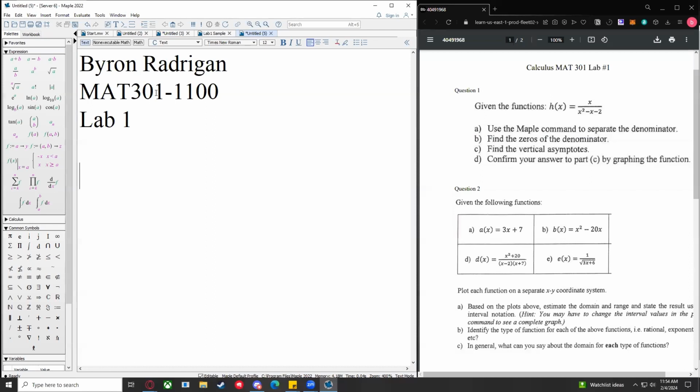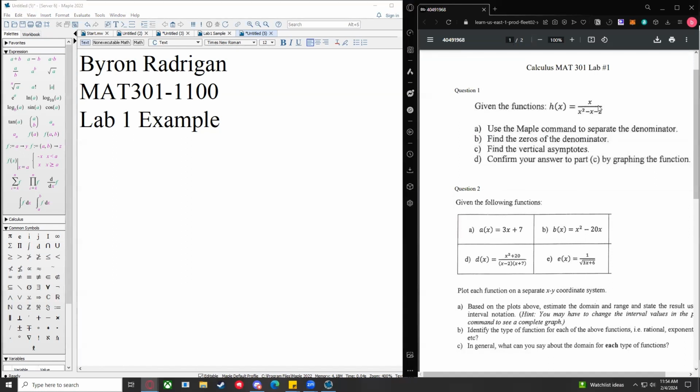All right. So yeah, here's our actual lab 1. I'm technically doing the example, so I'm going to write example here, so I don't trick anyone and they're like, you said you were doing lab 4. All right, so my problem for lab 1 is going to be the same. It says given the function, but my function is going to be a little different. We're going to want to use a Maple command to separate the denominator. We're going to find the zeros of the denominator. We're going to find the vertical asymptotes. And then lastly, we're going to confirm our answer by graphing the function.